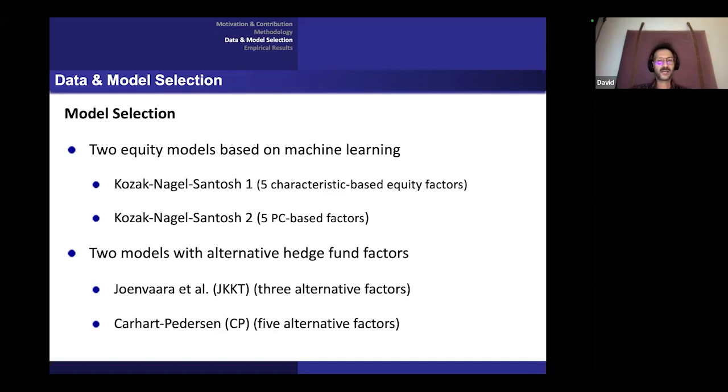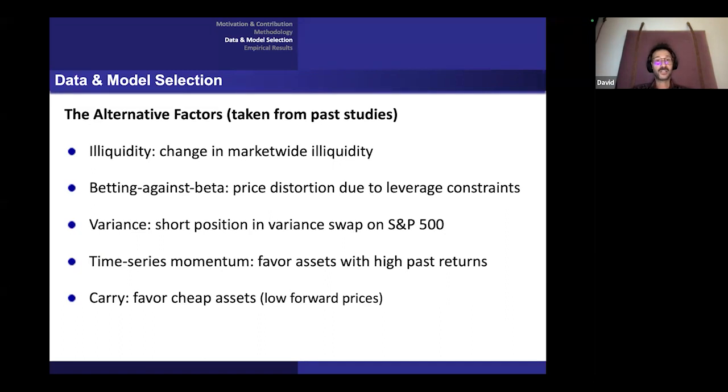So what do we mean by alternative factors? They are taken again from past studies. We are not building anything here, just reusing some of these factors that we found in the literature. Typically, you have the liquidity factor, which leads to an exposure to illiquid stocks. So you get a premium for being exposed to non-liquid assets. Typically, this is what you can expect for some of the hedge funds because they take positions in some assets or some positions that are very illiquid.